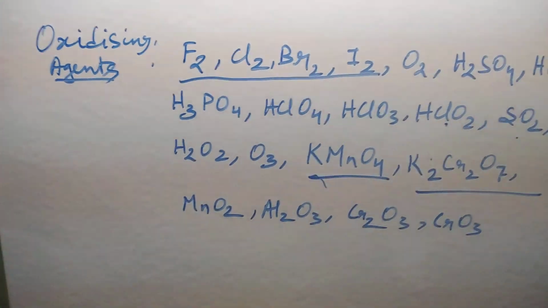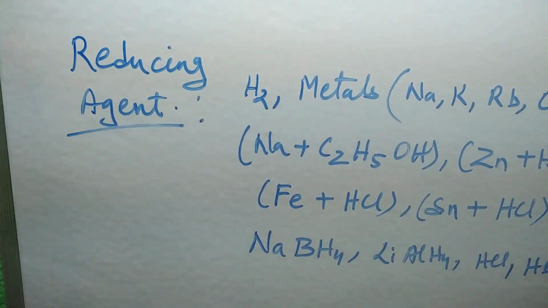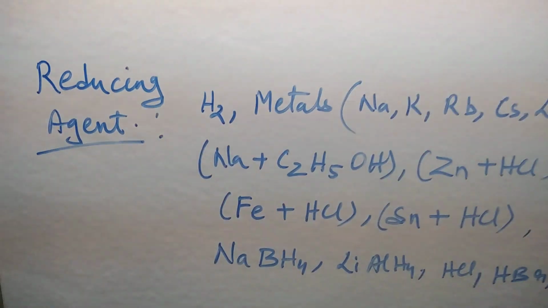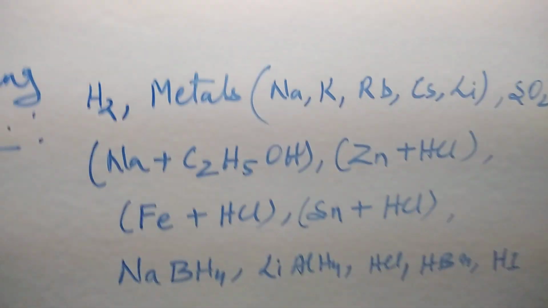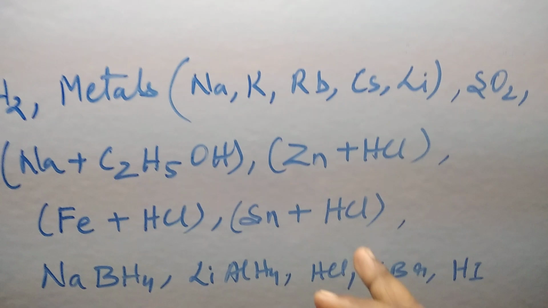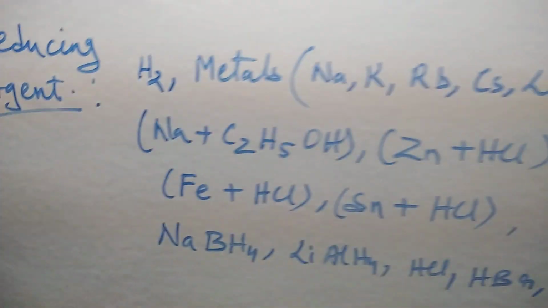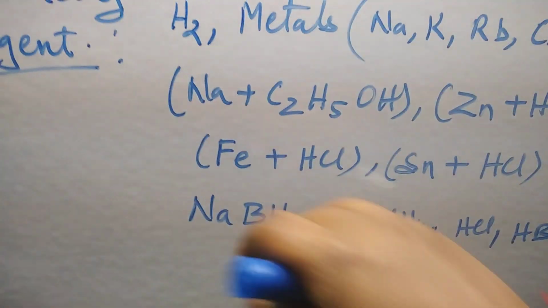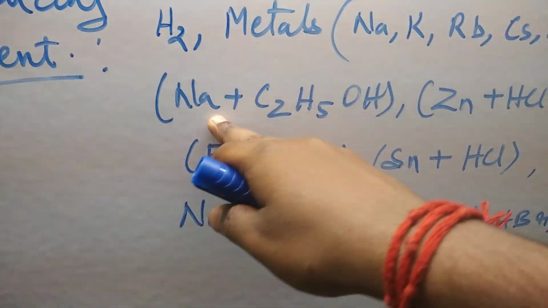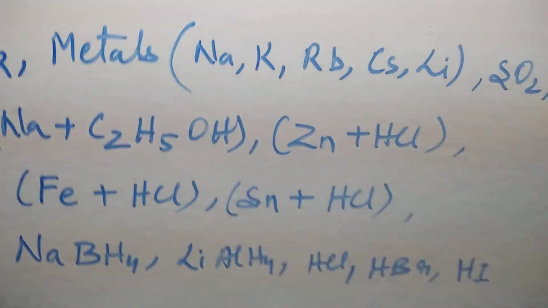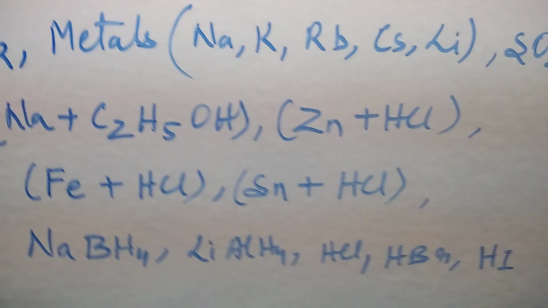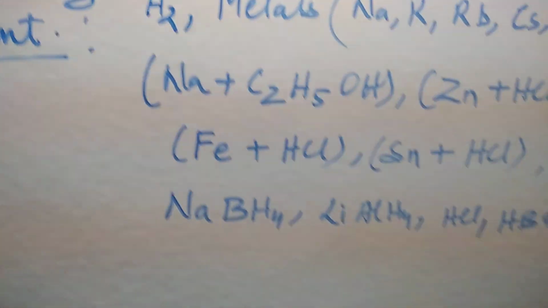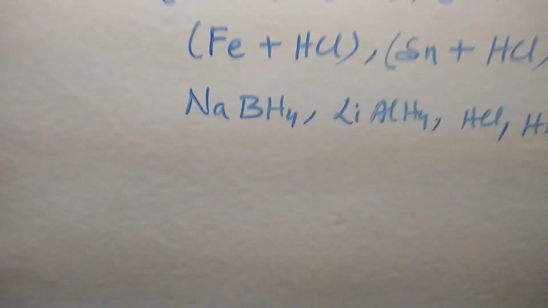Now moving towards reducing agents. See the compounds which are reducing agents. First of all, hydrogen, then metals such as sodium, potassium, rubidium, cesium, lithium, SO2. Here are the mixed compounds: sodium and ethanol, Zn plus HCl. This Zn plus HCl is known as Lucas reagent. Then Fe plus HCl, then Sn plus HCl.